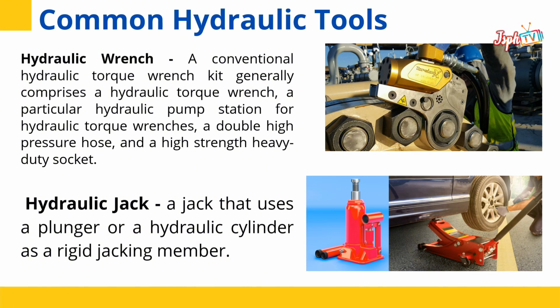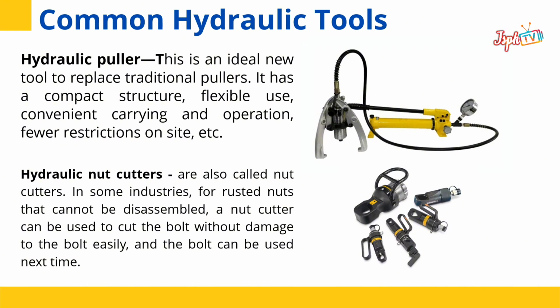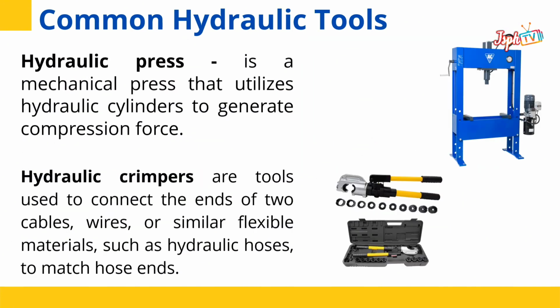Hydraulic jack. A jack that uses a plunger or hydraulic cylinder as a rigid jacking member. Hydraulic puller. This is an ideal new tool to replace traditional pullers. Hydraulic nut cutters, also called nut splitters in some industries, for rusted nuts that cannot be disassembled. Hydraulic press. A mechanical press that utilizes hydraulic cylinders to generate compression force. Hydraulic crimpers are tools used to reconnect the ends of two cables, wires, or similar flexible materials.